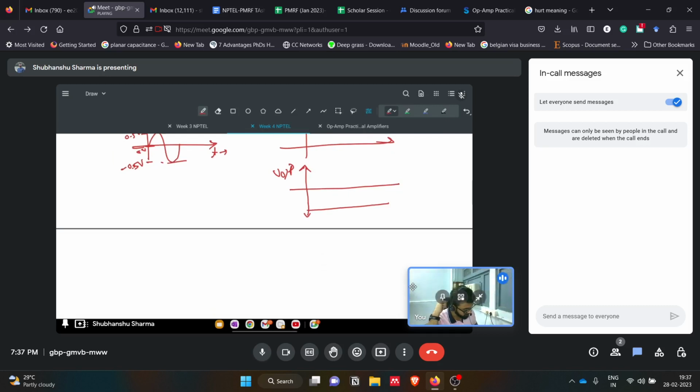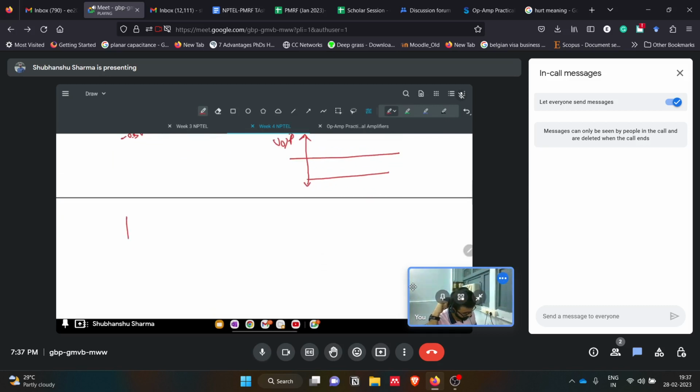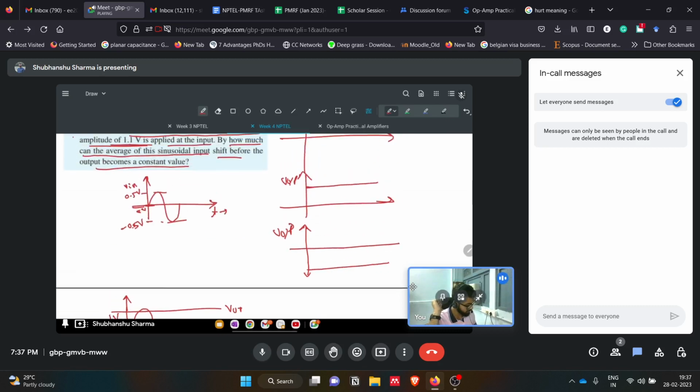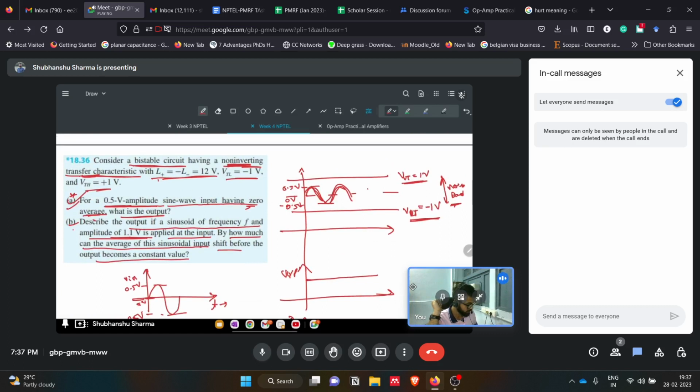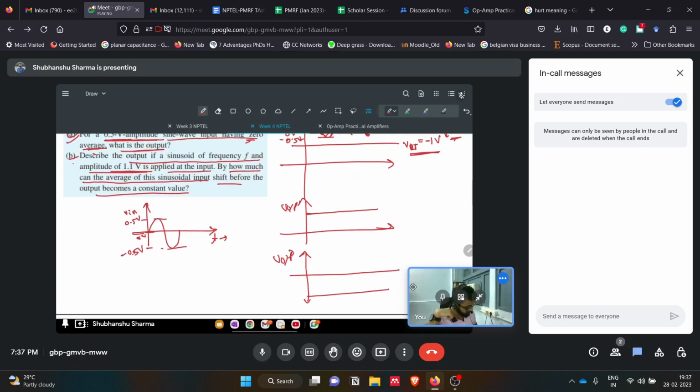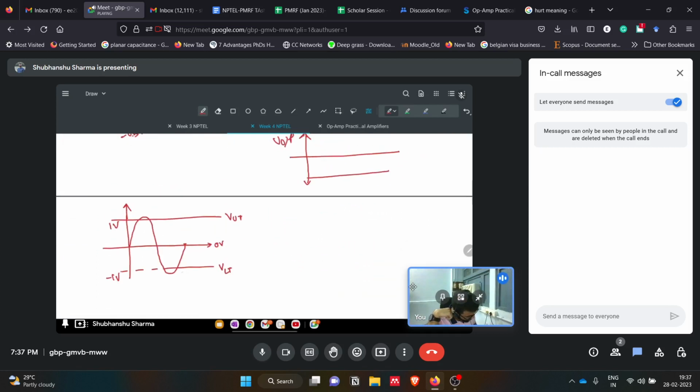So let's analyze how the waveforms look. Let's say this is 0 volts. We have our lower threshold at minus 1 volt, this is VLT. We have our upper threshold at 1 volt, that is VUT, and our input signal is like this. Based on the previous input signal, it was completely lying in this noise band. But if you observe this input signal, there is some part of this signal which is coming out of the noise band. So this is the noise band.